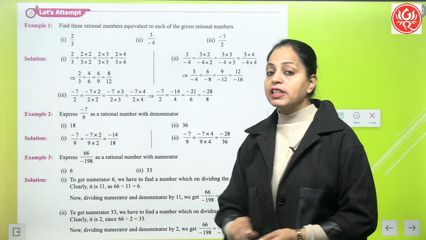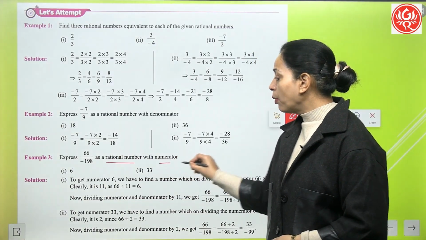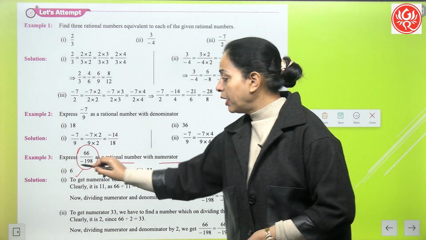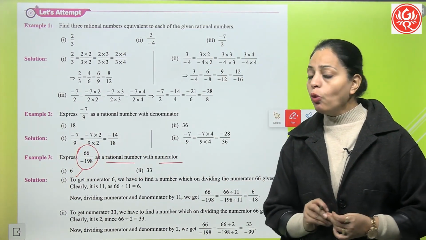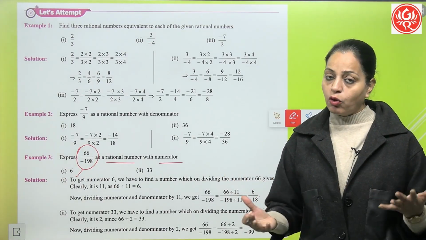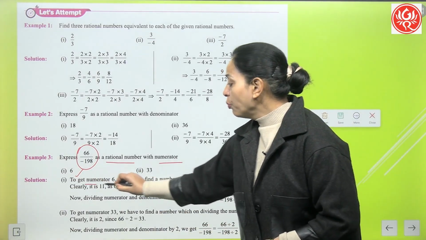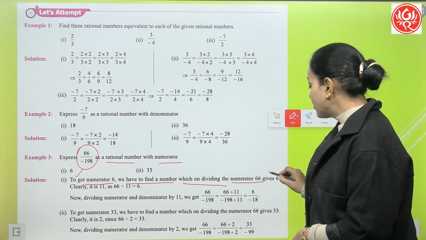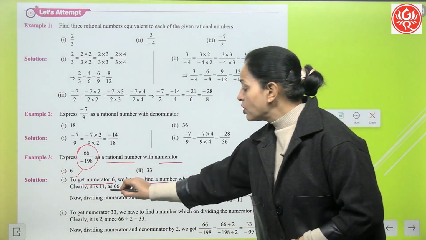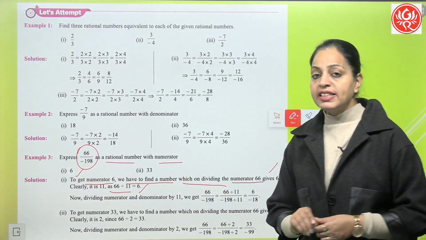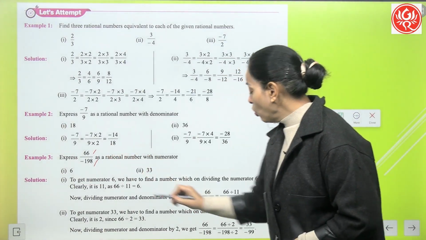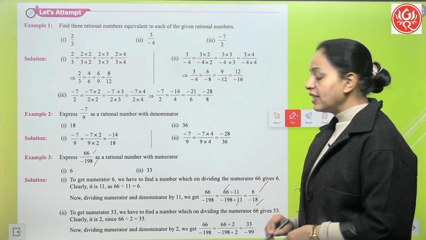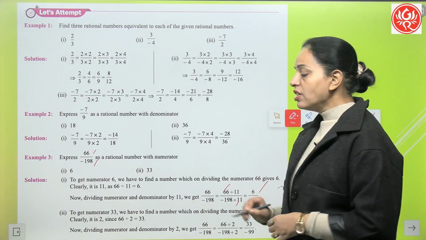Express 66 upon minus 198 as a rational number with numerator. The first part is 6. What do we have to do? We have to make the numerator of this rational number 6. So you know very well, how will we get 6 from 66? Of course by division, right? So to get numerator 6 we have to find a number which on dividing the numerator 66 gives 6. So which number? 11. So 66 divided by 11 we get 6. That means we will divide both by 11. So what are we getting? 6 as numerator and minus 18 as denominator. So this is the answer.